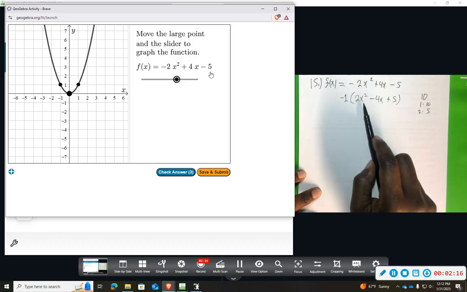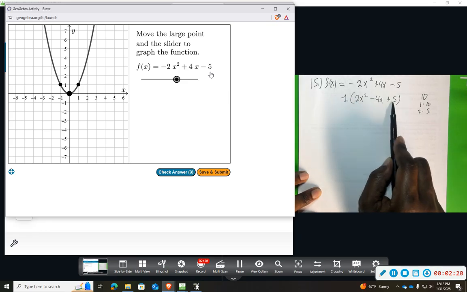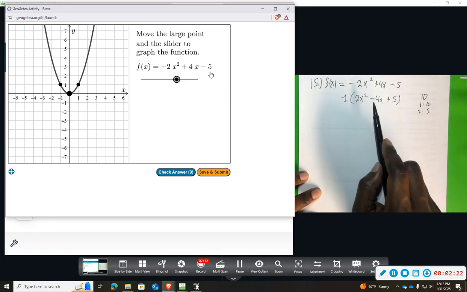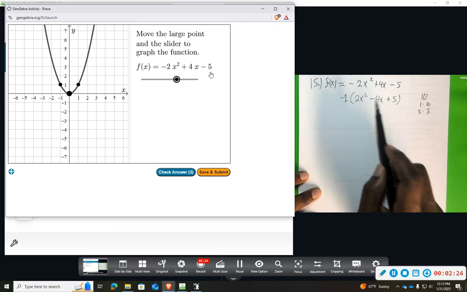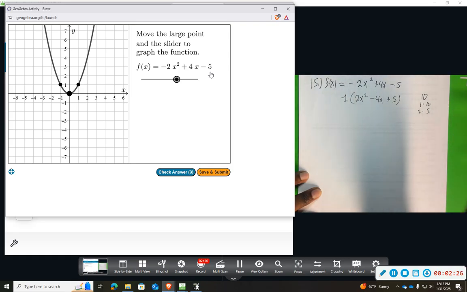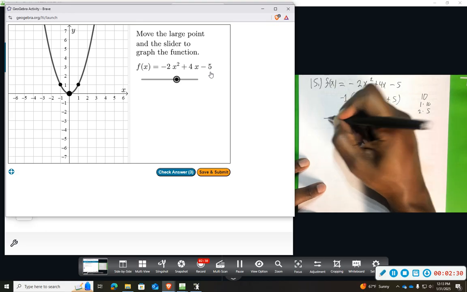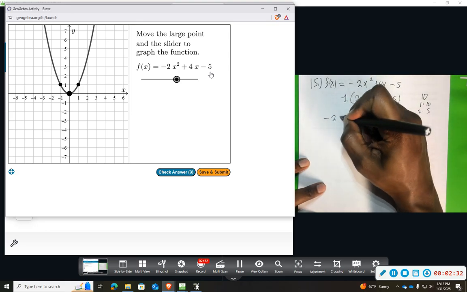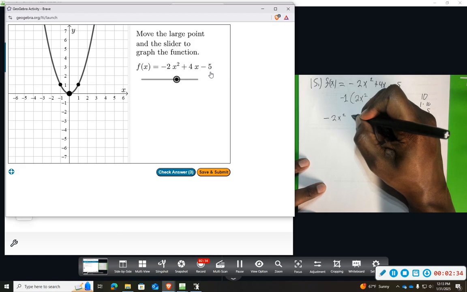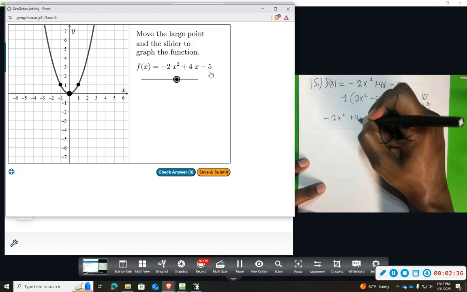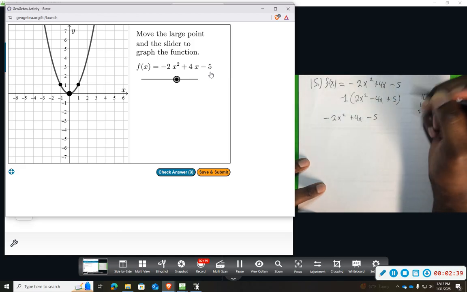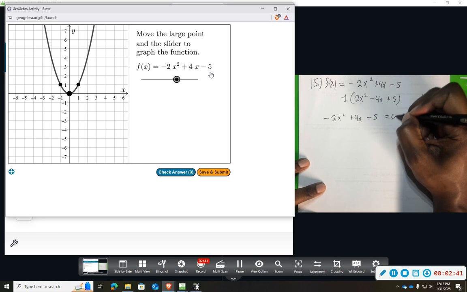So what I will do instead, since it doesn't factor correctly, we're going to see if we can do completing the square and put it into what we call vertex form. So I'm going to go back to the beginning. Negative 2x squared plus 4x minus 5. We're going to set this equal to 0.